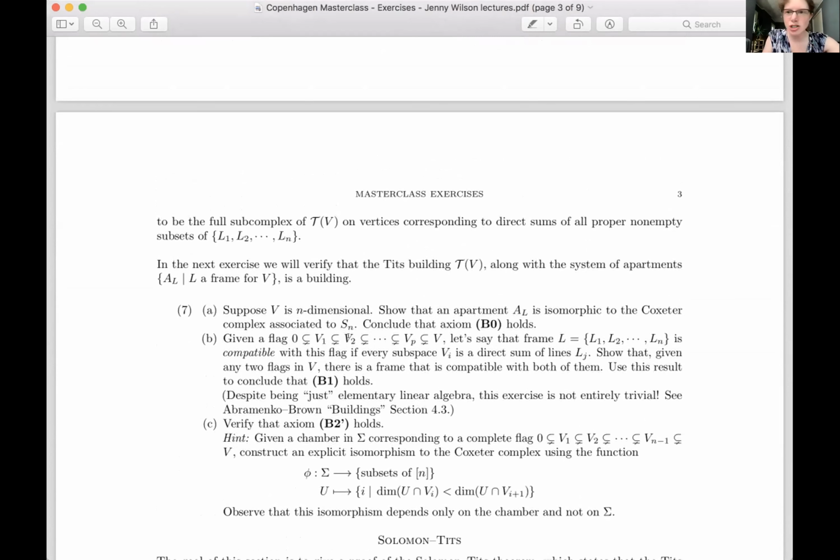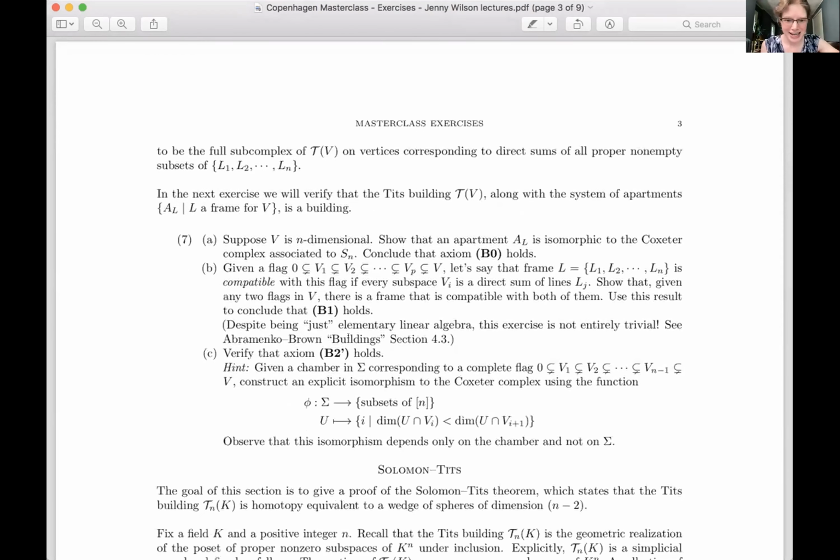It involves doing a little bit of linear algebra to look at the relationship between different flags. In fact, I think the most challenging part of this exercise is that if you are given two different flags for F to the n, where F is some field, then you need to produce a basis or a frame that is compatible with both of those flags, in the sense that you can write all the subspaces in both of those flags as spans of subsets of the basis. I think that is the most challenging step in this exercise, in my opinion. It's sort of cool. It's, in a sense, elementary linear algebra, but I think it's not completely trivial. So that's an exercise to do.